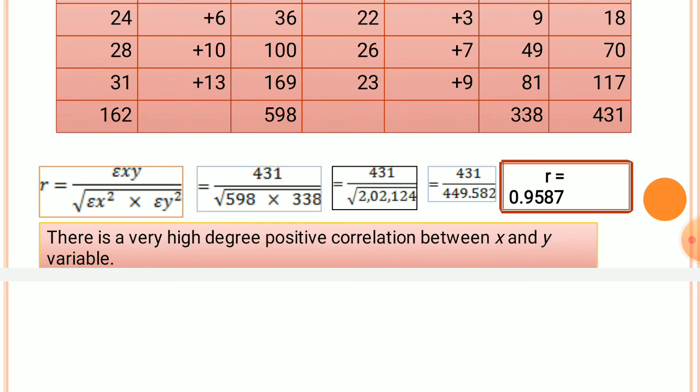So this is the way in which we calculate the values of r under the direct method, as well as when deviations are taken from arithmetic mean and deviations are taken from assumed mean.